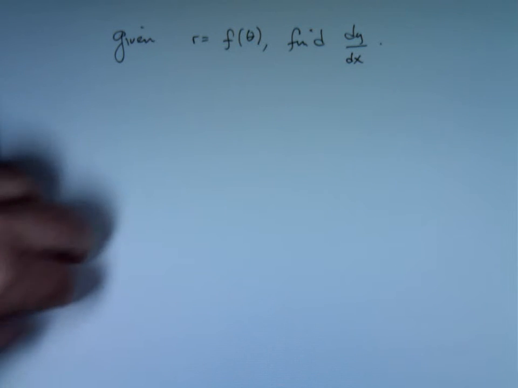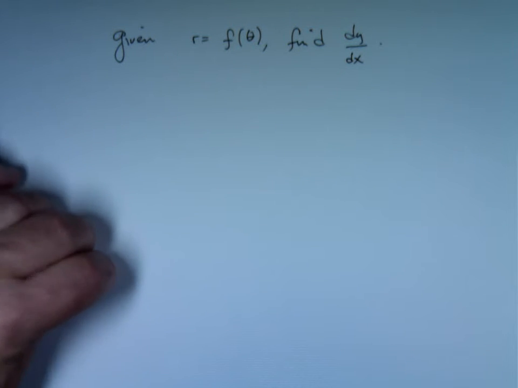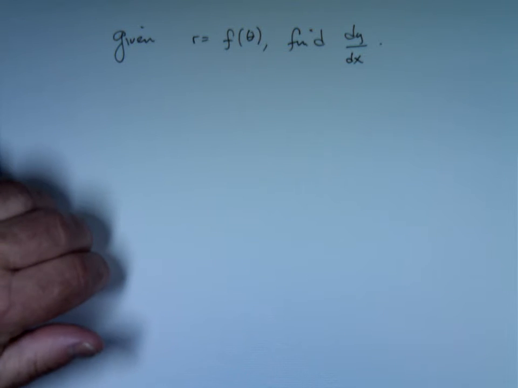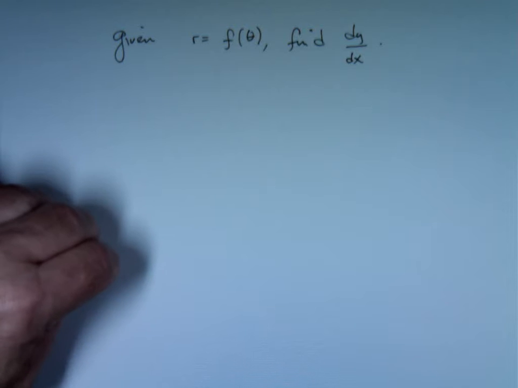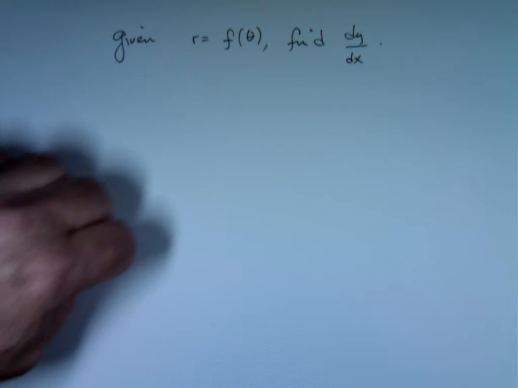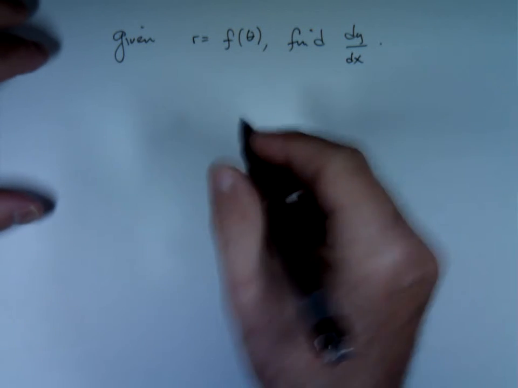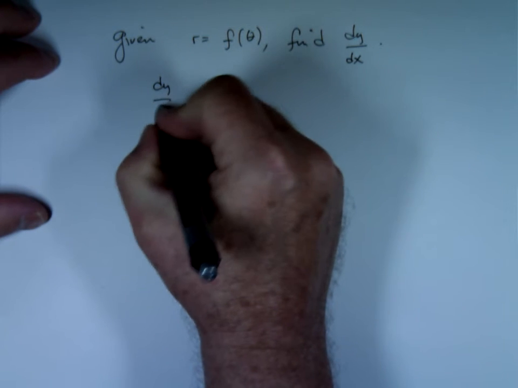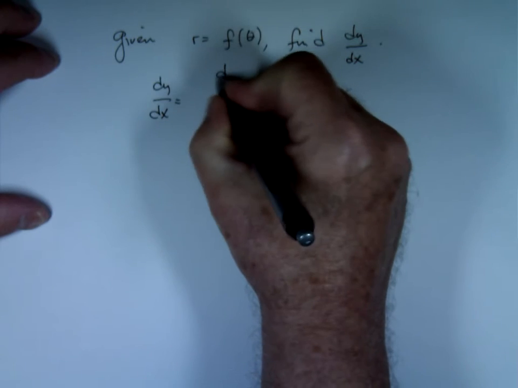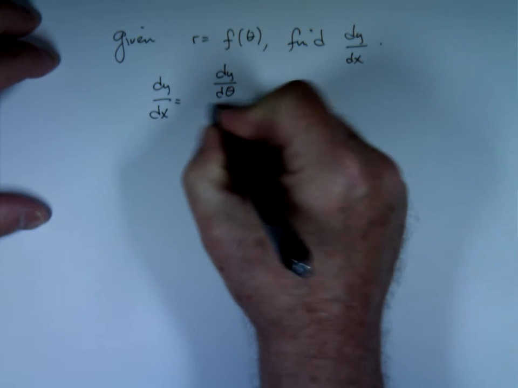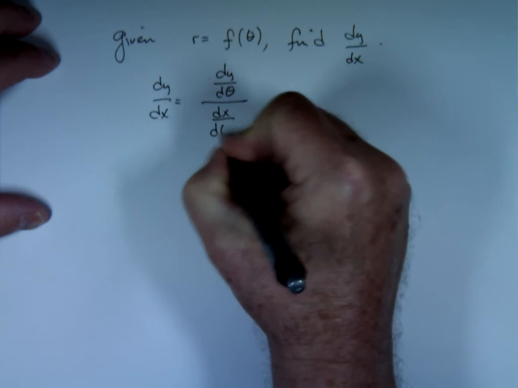Here's what we have to do. Believe it or not, what we have to do is change the polar form to parametric form. Once it's in parametric form, then we can find dy/dx by using the chain rule. Okay? So dy/dx is equal to dy/d theta over dx/d theta. That's the chain rule.